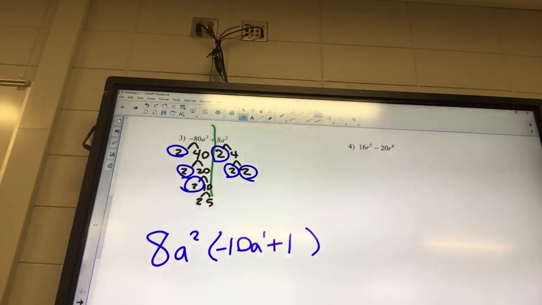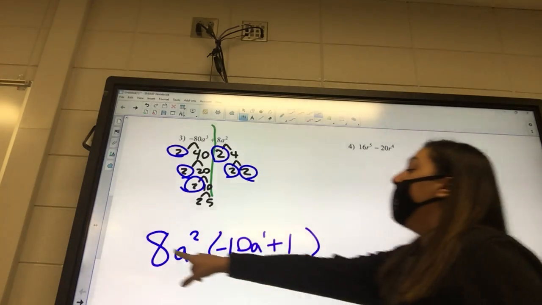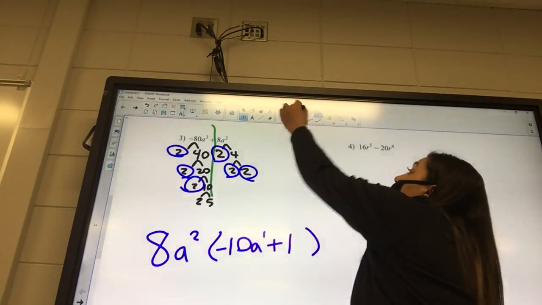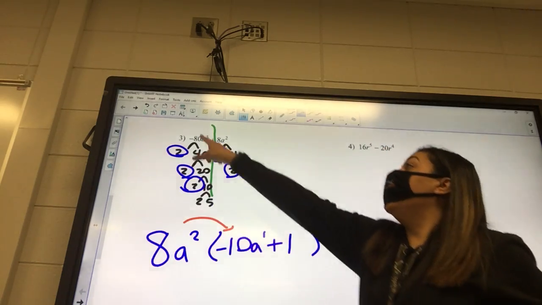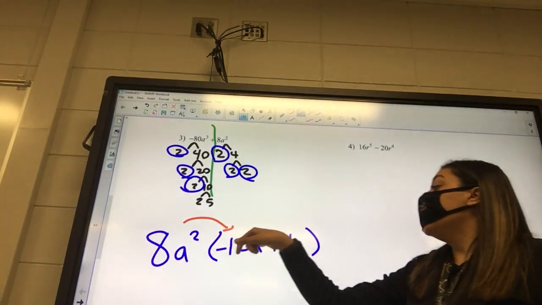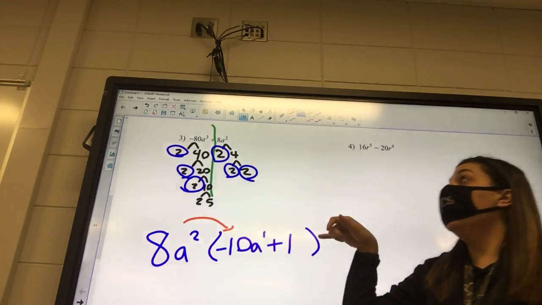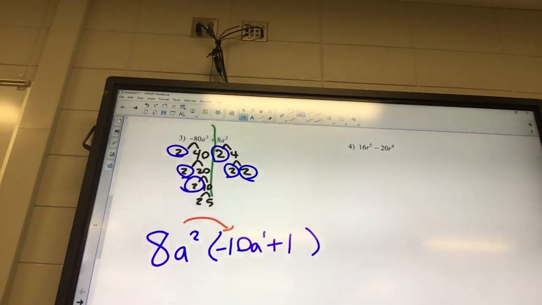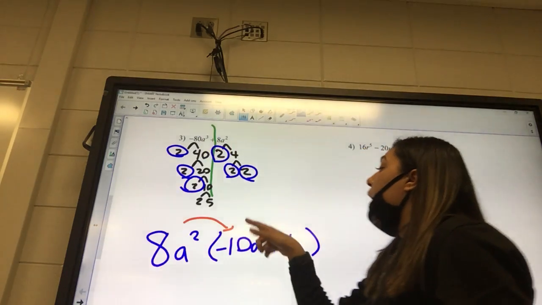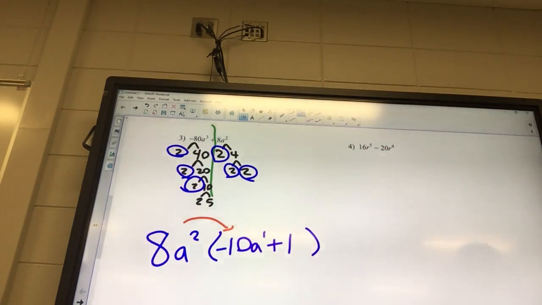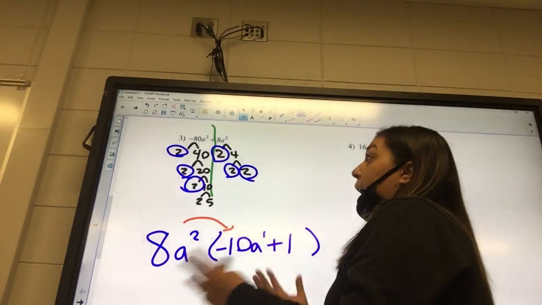Okay, so if you were to distribute this back out, 8 times 10, 80, well, negative 10, so negative 80, and then a squared times a to the 1, and then you add the exponents. You should get back up to here. It kind of goes in a circle, like multiplying and dividing go together. What does addition go with? Subtraction. Factoring and foiling go together. Distributing and factoring can also go together.